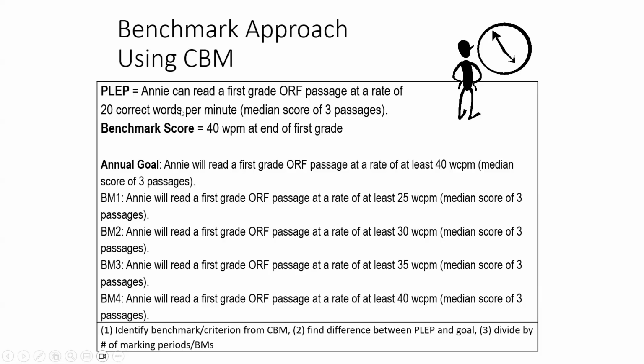That's the number that we're going to increase by. 20 plus 5 is 25. And then we just increase by 5 each time. And then we know we're right if our 4th benchmark matches the goal.